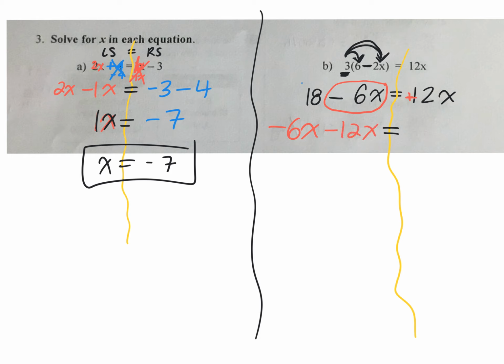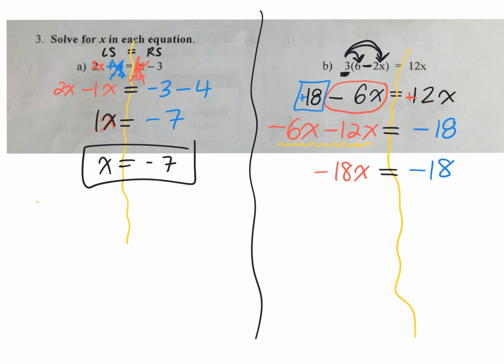But don't forget about this little guy. This 18 over here, is he positive or negative? So if I want to bring him to the right side, what does he become? Negative. Does this look better now? Can I simplify this? Can you do negative 6x take away 12x? That's good. That's equal to negative 18x equals negative 18, right?